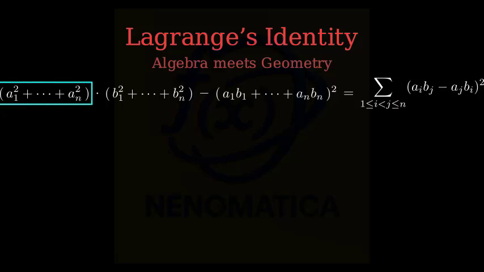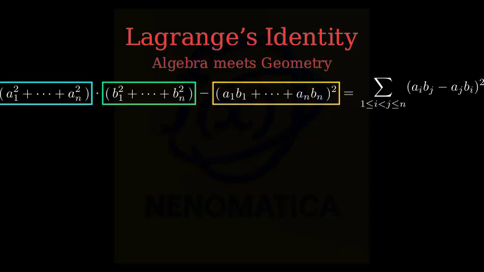This factor is the squared length of vector a. It is a sub 1 squared plus through a sub n squared. This factor is the squared length of vector b. This is the dot product of a and b, all squared. And this sum runs over every pair i less than j, squaring the 2 by 2 determinant a sub i b sub j minus a sub j b sub i. So Lagrange's identity says, length of a squared times length of b squared minus the dot product squared equals this sum of squares.